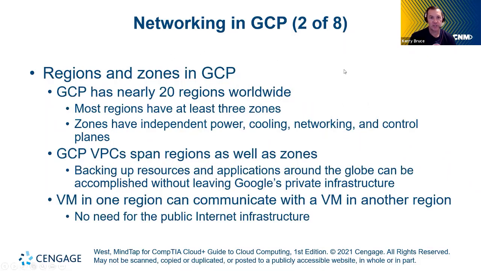There are 20 regions worldwide for Google. Most regions have at least 3 zones. The zones, again, availability zones, independent power, cooling, networking, and control planes. GCP VPCs span regions as well as zones, right? So you can have them go across regions, right? Backing up resources and applications around the globe can be accomplished without leaving Google's private infrastructure, which is pretty cool.